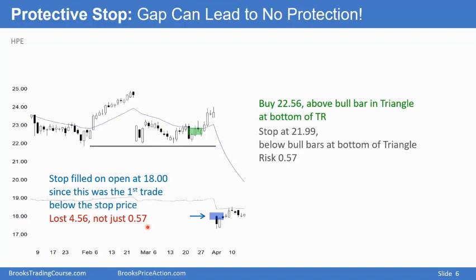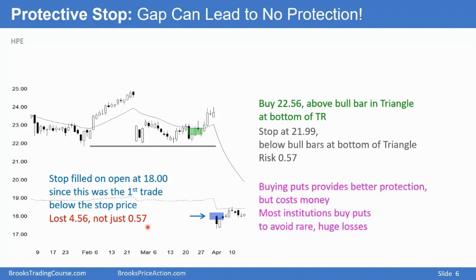However, you still need some kind of protection whenever you're taking a trade. If you're in a position going into an earnings event, buying puts provides much better protection than using a stop. The downside of buying puts is you're paying money. Puts cost money. Most of the time they'll end up expiring worthless. However, they avoid catastrophes like this. Most institutions, most professional traders protect themselves by buying puts to offset huge losses that can come from black swan events, like a much worse earnings report than anyone expected.